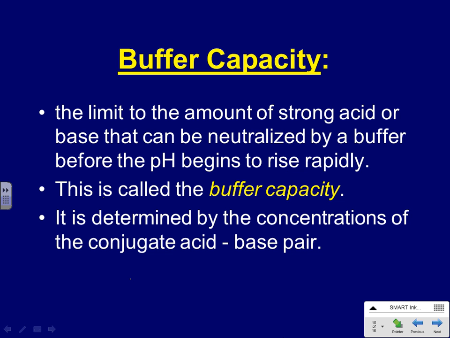One little term about buffer capacity. As you might imagine, we can't just infinitely add strong acid or strong base and have the buffer do its thing. At some point, even the super twins will be defeated if you add enough of the strong acid or strong base.